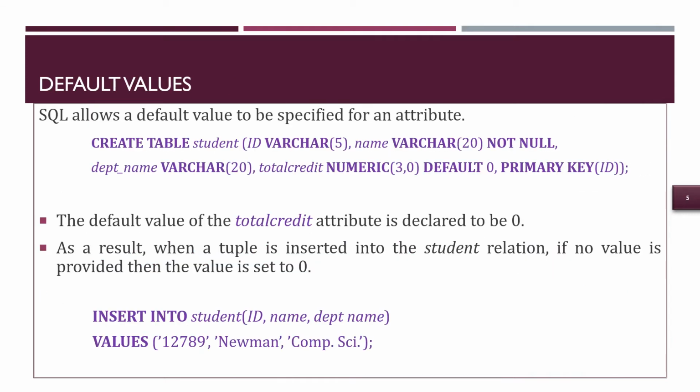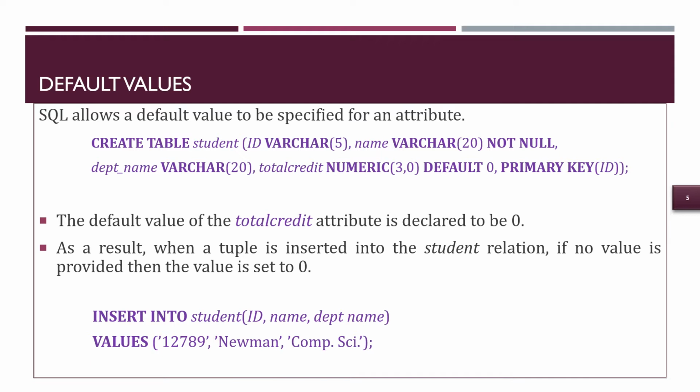Now let us discuss default values. SQL allows a default value to be specified for an attribute. The keyword default can be used for that. In the given query, while creating a table, the default value of the attribute total_credit is declared to be 0 using the keyword default. As a result, when a tuple is inserted into this student relation, and if no value is provided for the attribute total_credit, then its value will be set to 0.